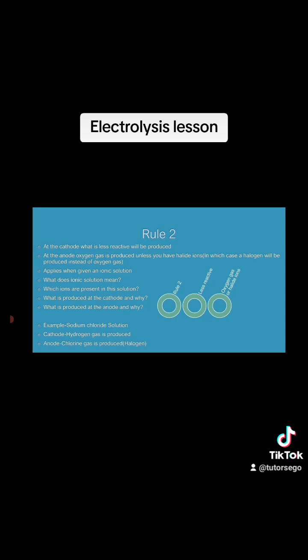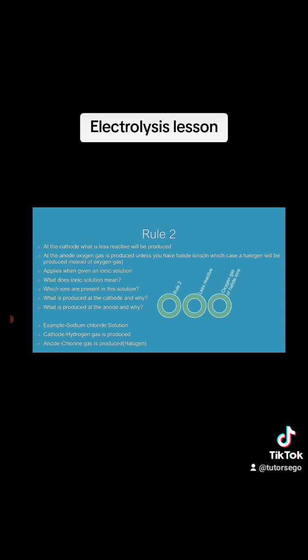So the rule says at the cathode, what is less reactive is going to be produced. Again, this rule only applies when you are given an ionic solution. But first, what do we mean by an ionic solution? What do we mean by that? Again, when you're having an ionic solution, let's take, for example, sodium chloride solution. Sodium chloride solution basically means sodium chloride is dissolved in water.